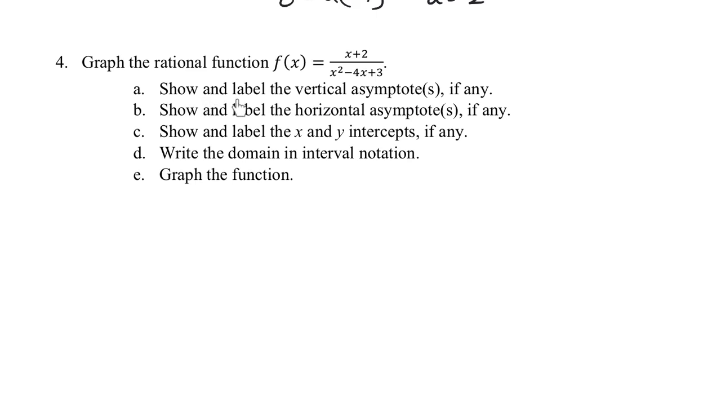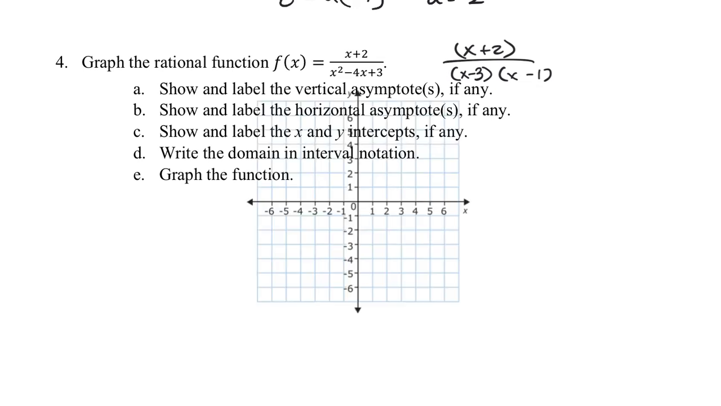Okay, so for part A, show and label the vertical asymptotes. Those are found by factoring the denominator and figuring out the values of x that are excluded from the domain, that x cannot be. And if your numerator is not factored, I would factor the numerator at the same time. Write the whole thing in factor form. So x squared minus 4x plus 3 is going to be x minus 3 and x minus 1. So those are the two factors for that quadratic expression, which means the two excluded values are x cannot be 3, x cannot be 1.